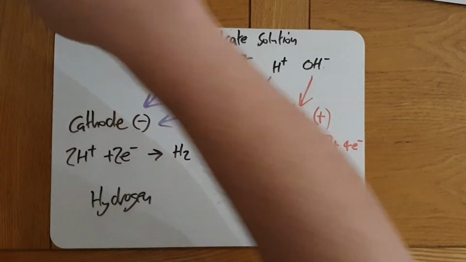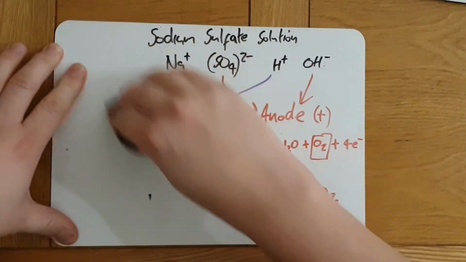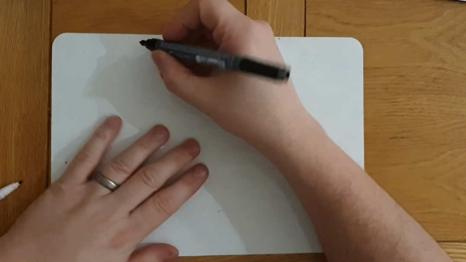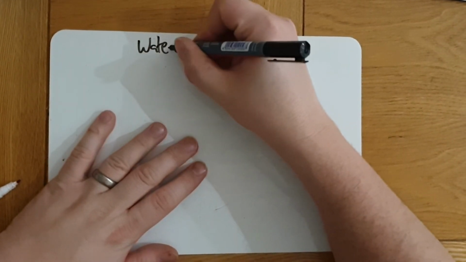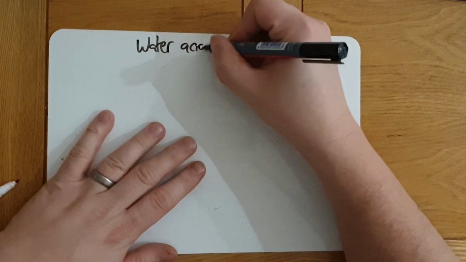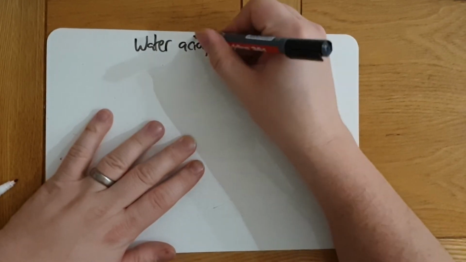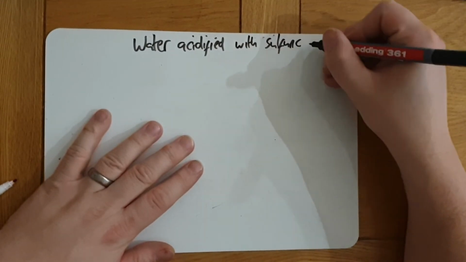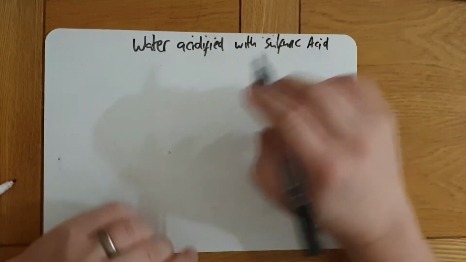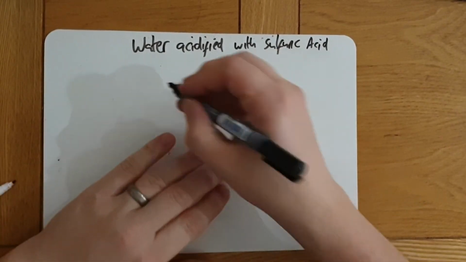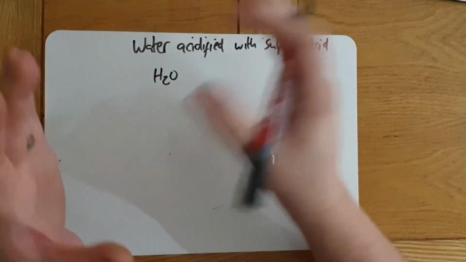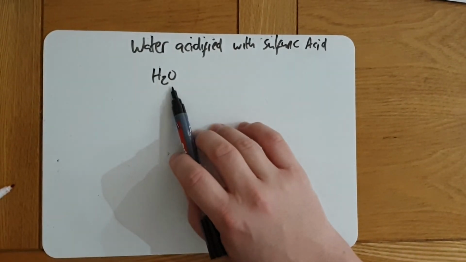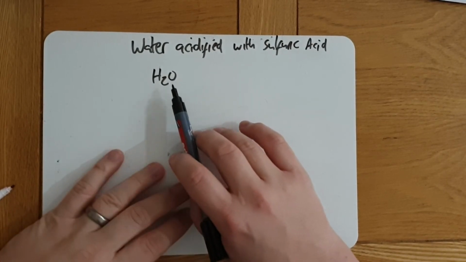Right. Last one of these, and this is water that has been acidified with sulfuric acid. Because water pretty much hangs around as H2O, it doesn't split up too much, so it wouldn't conduct electricity. Pure water does not conduct electricity. Again, back to the covalent properties video if you don't understand that.